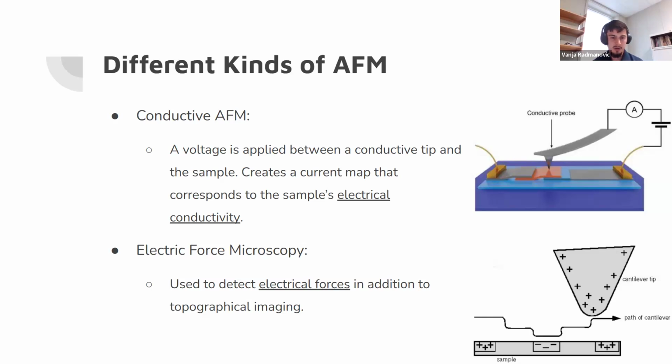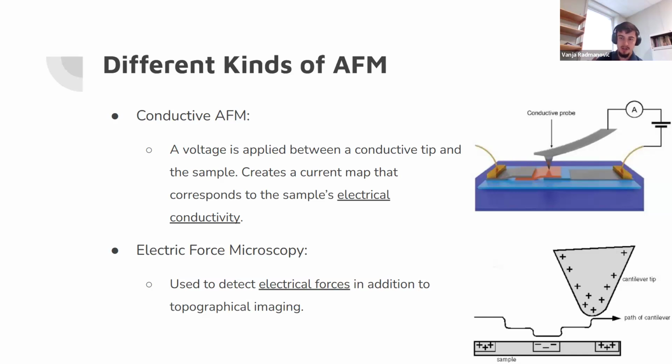Another one to quickly mention is electric force microscopy, which is used to detect electrical forces in addition to topographical imaging. The way it works, to explain the image a little bit, is that the first time the probe scans across the surface, there are no electrical forces, there's no charge on the tip. So it just gets the topography of the image, and knows what all the hills and valleys are. Then the second time it scans over it, the tip is charged with an electrostatic force, and the sample, for example, has other electrostatic forces there.